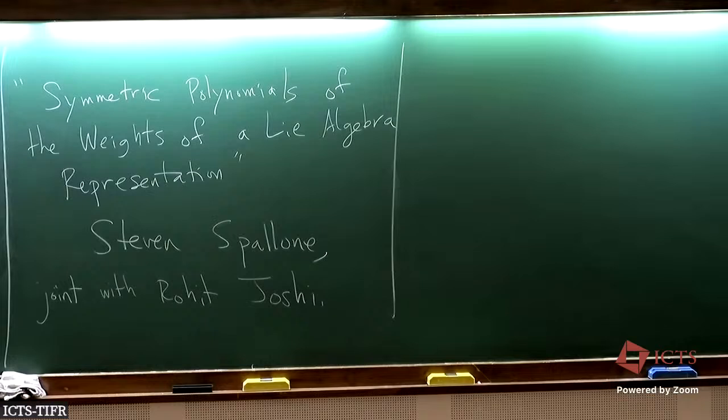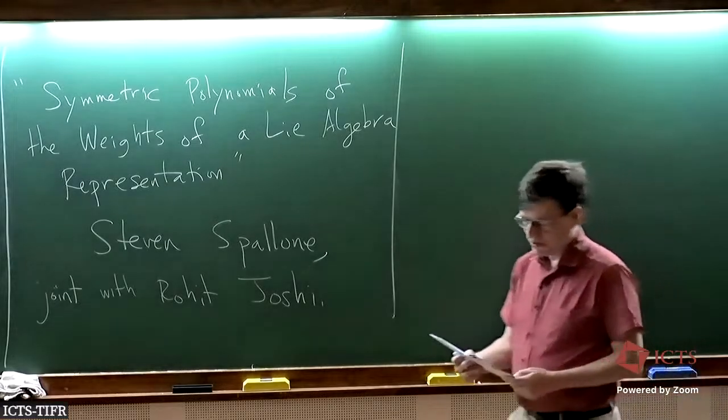So this is a talk on, I guess, the combinatorics coming out of just the classical Lie theory. It seems like a classical question, but it was something I needed for my overall project, which maybe I can talk about much later. But I think it's interesting in its own right. So the title is Symmetric Polynomials of the Weights of a Lie algebra representation. It's joint work with my student Rohit Joshi.